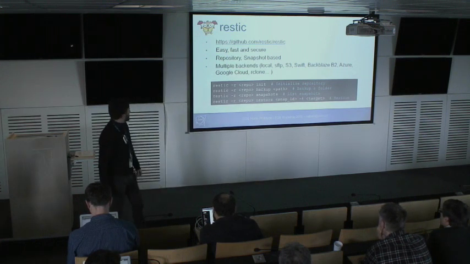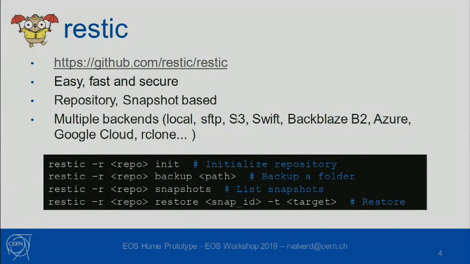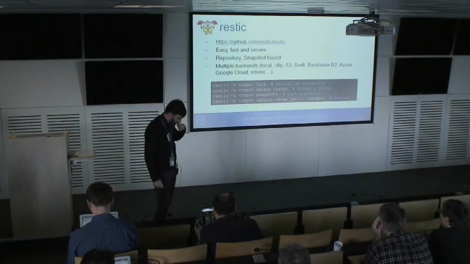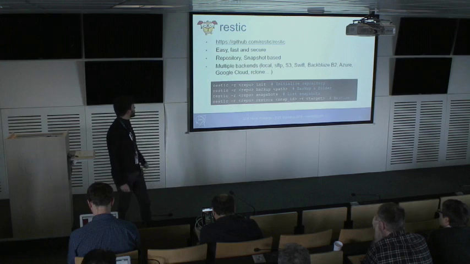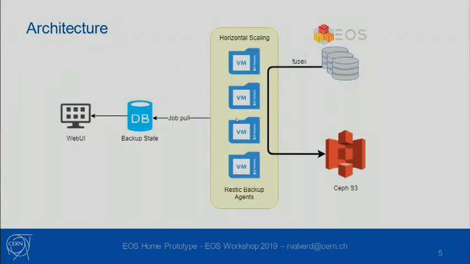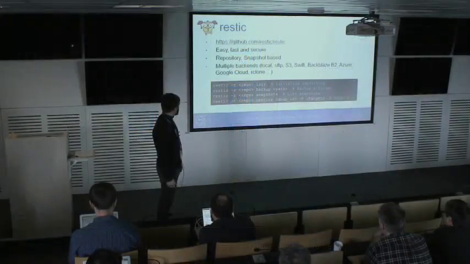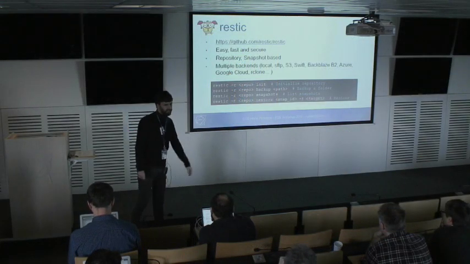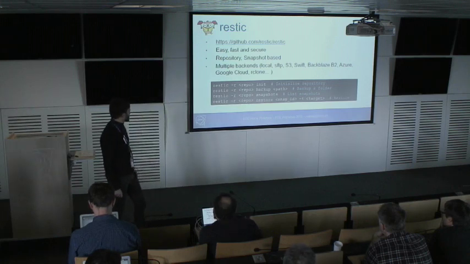It's based on a repository, something like Git. You have to initialize your repository, and then you can push the backups to it and, of course, retrieve the restores from it. It's also based on snapshots, so every backup that you do is a new snapshot on the repo. It works with multiple backends. For this particular prototype, we are using S3, our CERN S3 implementation, but this could also be applicable to other backends, not a problem. At the bottom you see some usage samples of the tool. I think the comments are not needed at all because it's really easy to understand what it does.